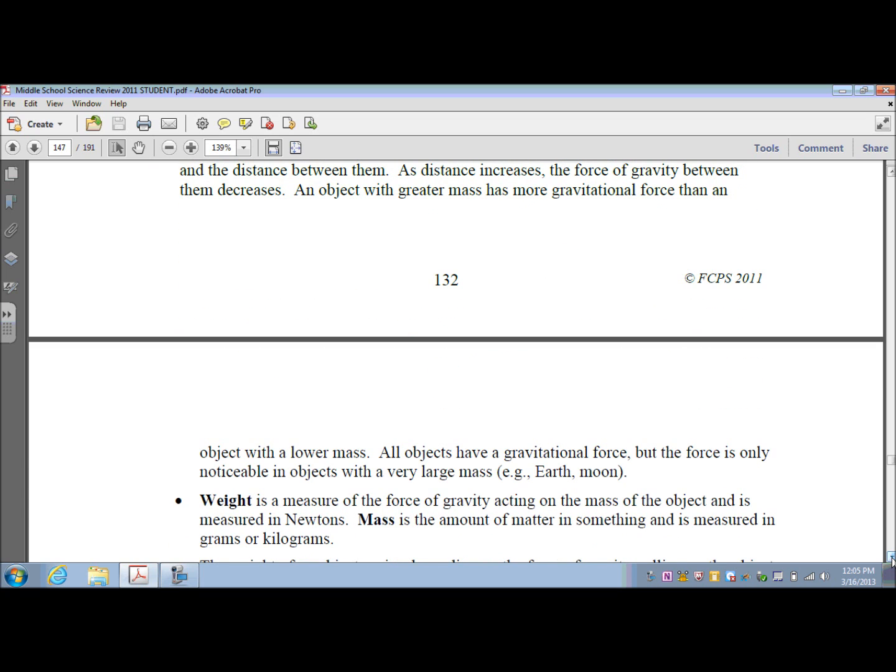All objects have a gravitational force, but the force is only noticeable in objects with very large masses, such as the Earth and the Moon. So for example, if you compare the mass of the Moon and the mass of the Sun, the Sun, since it has a larger mass, is going to have a greater gravitational force on the Earth.